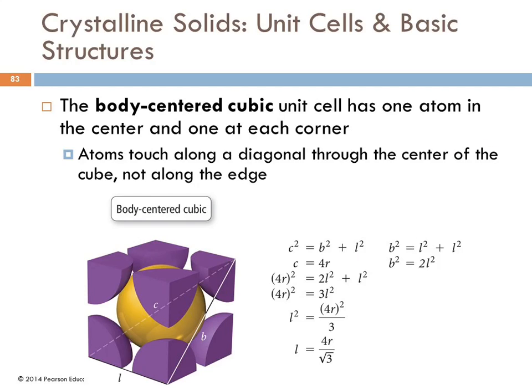Body-centered cubic, cutting that guy up. We've got this yellow guy in the middle. The idea here is not that the yellow and purple are different things. They're the same atom. We're just using color to help you see what's going on here. So this is the same kind of atom as the purple ones. We've just made him yellow so we can see him better.